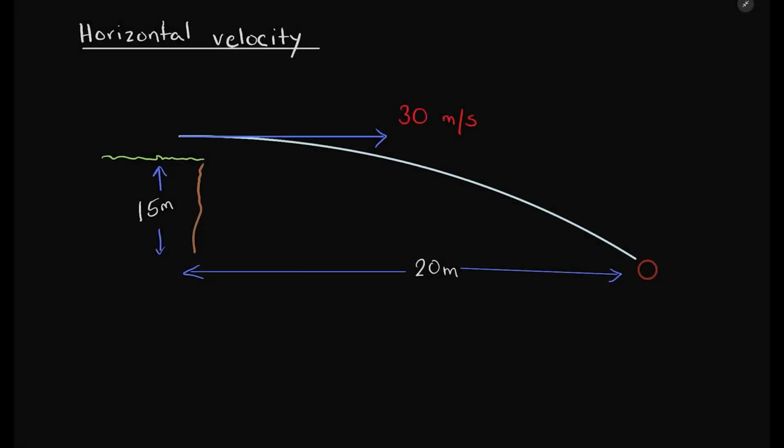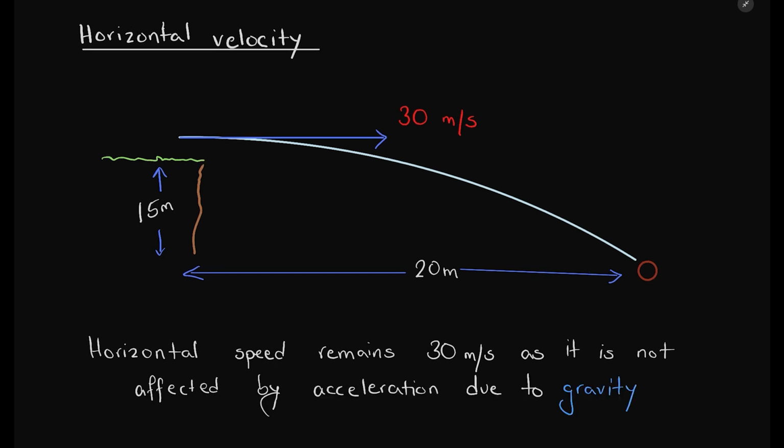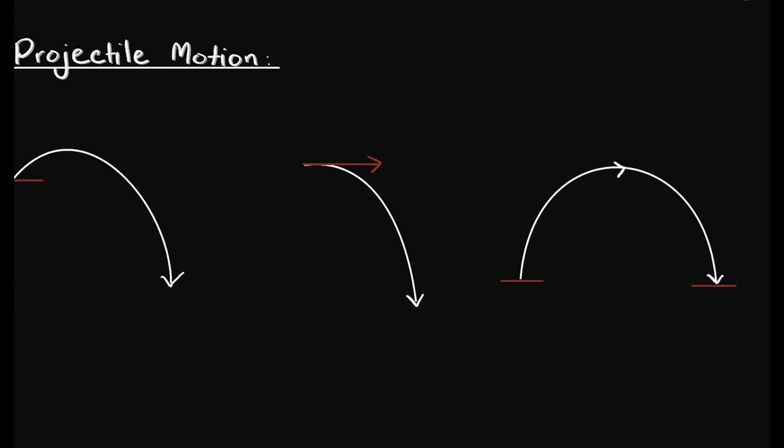Next, if the question asks what is the horizontal velocity of the ball when it hits the ground, we can say that the horizontal velocity is 30 meters per second, as horizontal speed is not affected by gravity. So, along the path of the ball, the horizontal speed will remain constant. We can apply the concepts we have learned in the previous question to any questions that come up. So, let's move on to the next question.